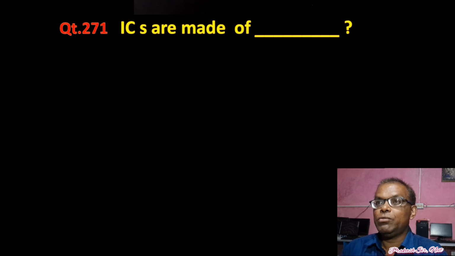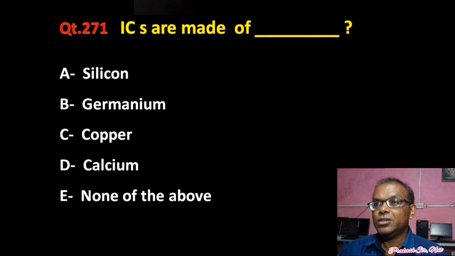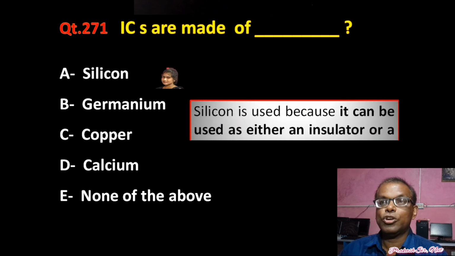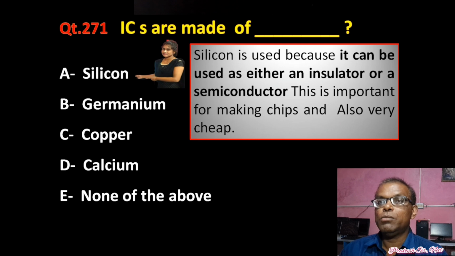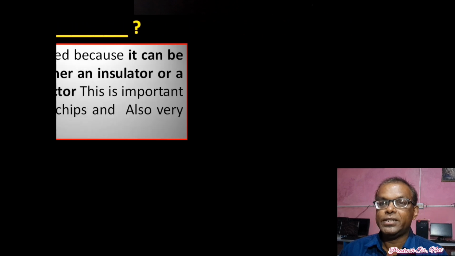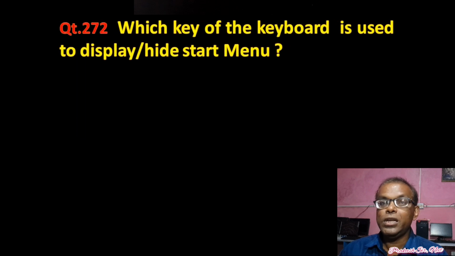Question number 271 is, ICs are made of a dash. The alternatives are silicon material, germanium material, copper material, calcium material, none of the above. So the correct answer is point number A, that is silicon material. Why silicon material is used? Silicon is used because it can be used as either an insulator or a semiconductor. This is important for making chips and also very cheap. So that is why silicon is used on ICs. So point number A is the correct answer.